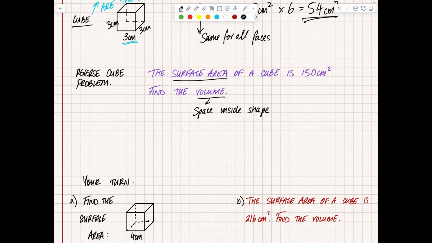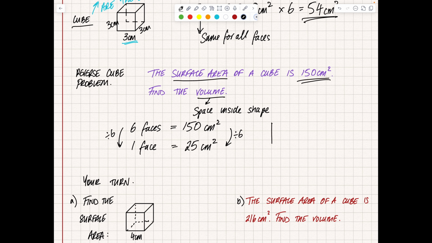So it tells me that the surface area is 150 centimeters squared. Now we know it has 6 faces, and therefore 6 faces is equal to 150 centimeters squared. Right, well, I know that each face is the same, so I can work backwards from that, and I can say one face I would divide by 6. So I divide the 150 by 6, and 150 divided by 6 would give you 25 centimeters squared. So if I think about it, that's my front face, or side, top, bottom, doesn't matter. I know that the area of that is 25 centimeters squared.